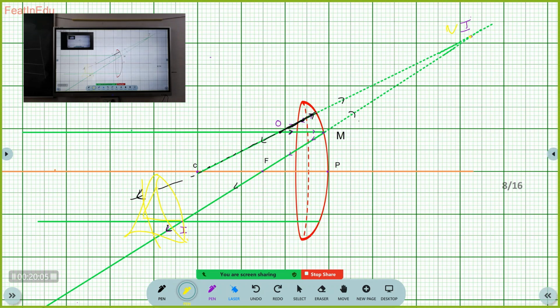If the object is placed between F and P, we are able to see a virtual image.